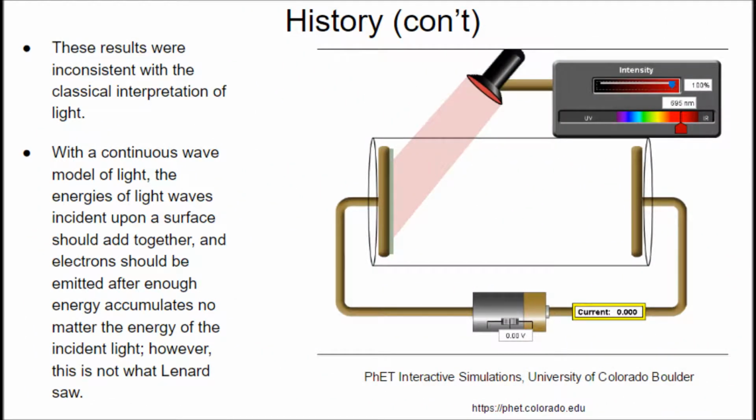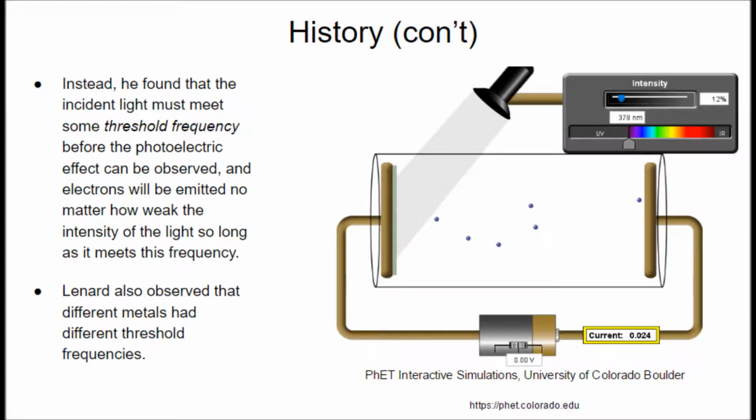Under the classical model of light as a continuous wave, the energy of light incident upon a material should not affect whether or not electrons are emitted, since the energy being delivered by the light should accumulate over time. However, this is not what Leonard observed. Leonard discovered that in order for the photoelectric effect to occur, the light striking the material's surface must meet some minimum frequency known as the threshold frequency.